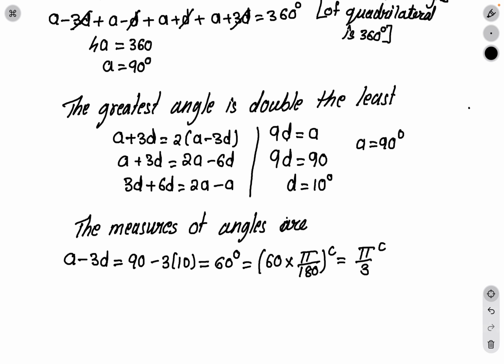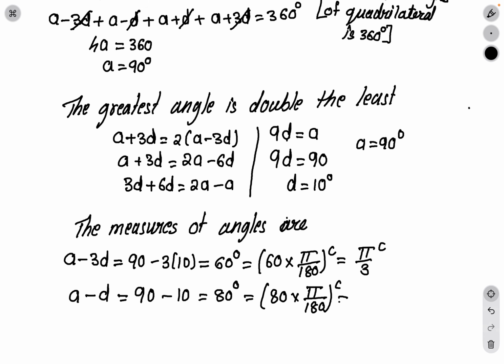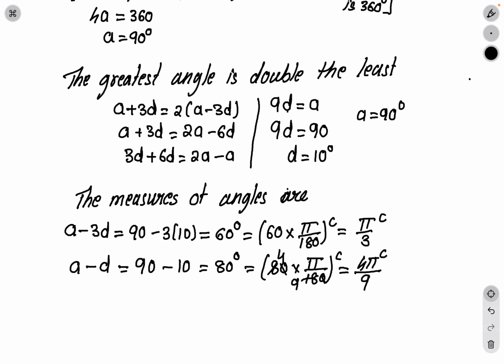Now the second angle is A minus D, that is 90 minus 10, which is equal to 80 degrees. Now we will convert this into radians. So this will become 2 4s are 8, 2 9s are 18, 4 pi upon 9 radians. Now A plus D is equal to 90 plus 10, that is 100 degrees.